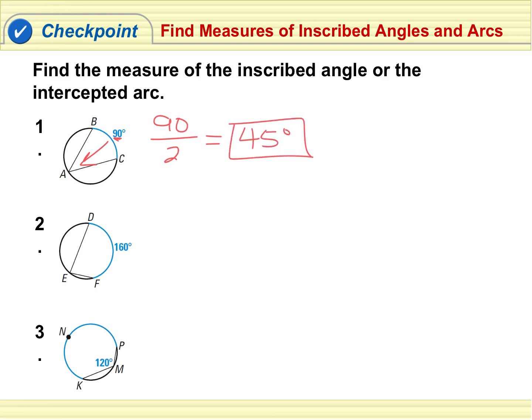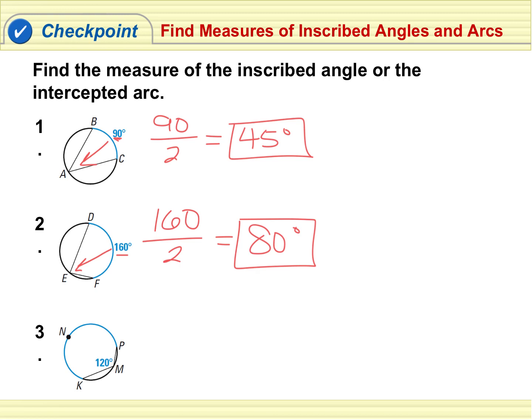Number 2, is it a central angle or inscribed? Inscribed. Did it give me the arc or the angle? Arc. Gave me the arc. So how do I go back to the angle? Divide by 2. That gives you 80. 160 divided by 2 to give me 80.